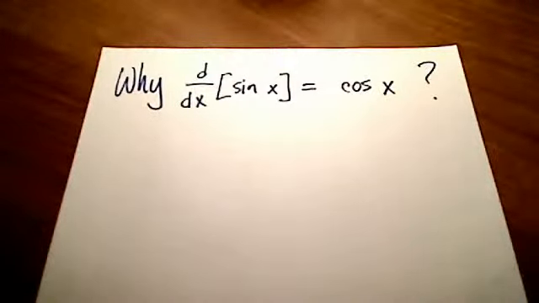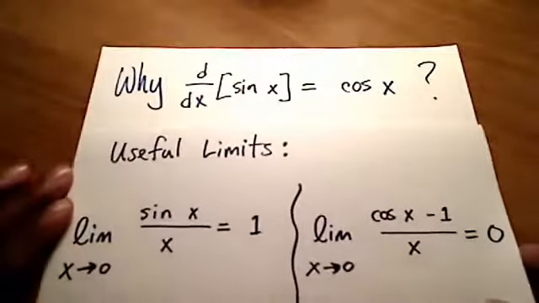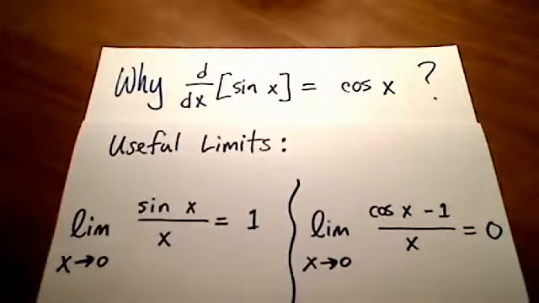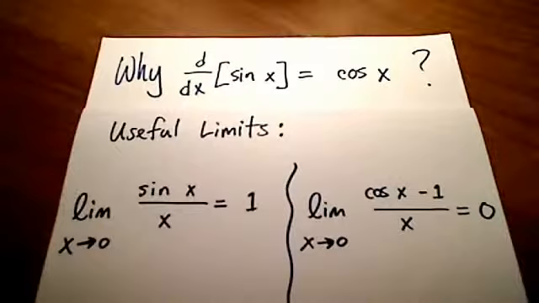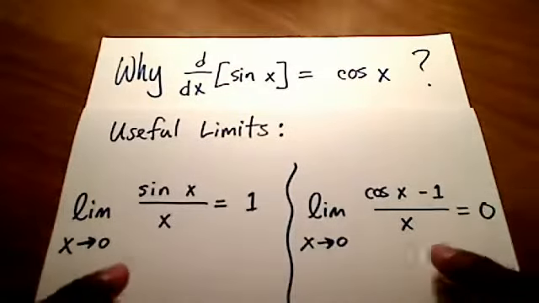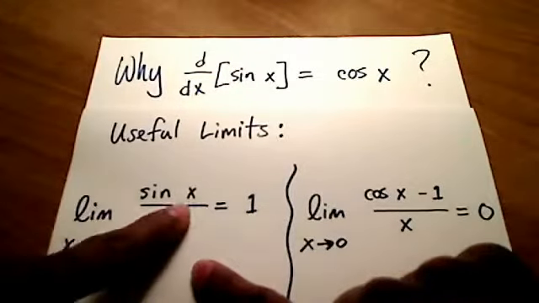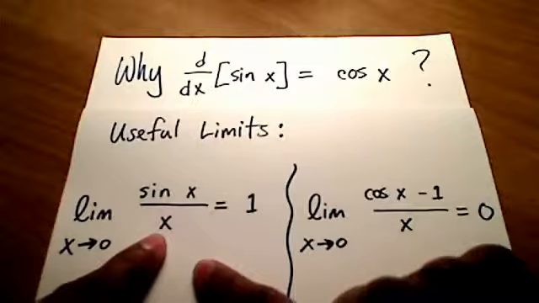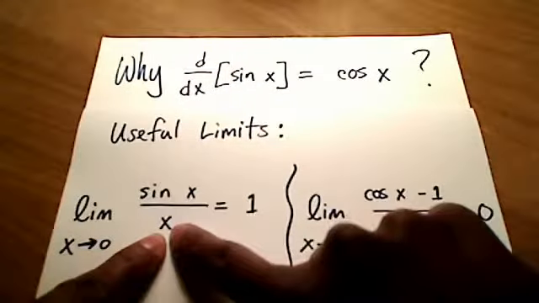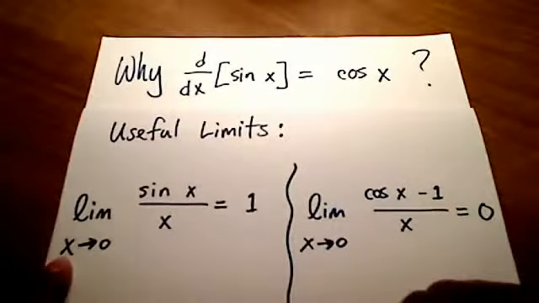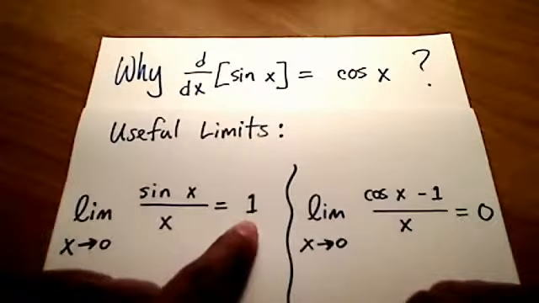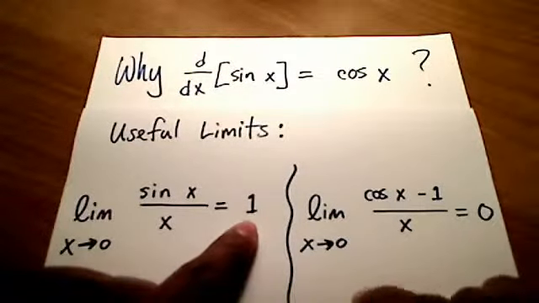But a couple of things I want to point out first. There are a couple of useful limits that we're going to need, as well as some addition formulas for trigonometry. Here are the useful limits. The first one is sine of x over x, where the argument for sine is the exact same as the denominator. The limit as x goes to 0 is equal to 1.